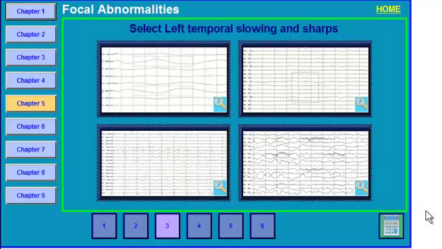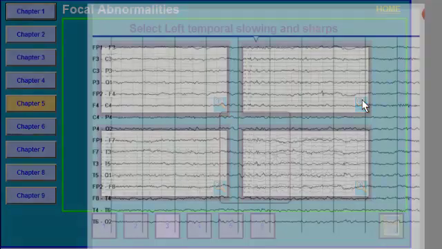Hello, this is part 2 of the tutorial on focal EEG abnormalities. I will discuss a number of focal pathologies as well as physiological findings on the EEG which may be misinterpreted as epileptiform discharge. So let's start with the first slide here.